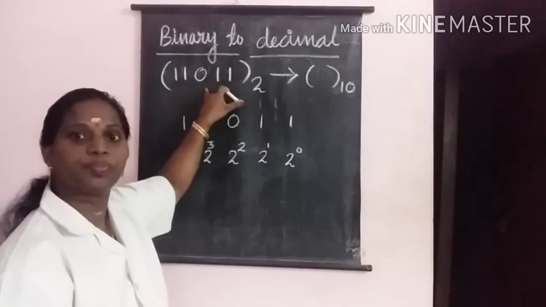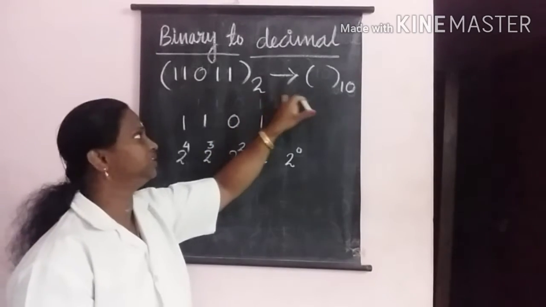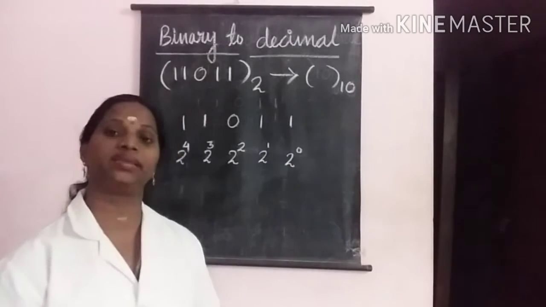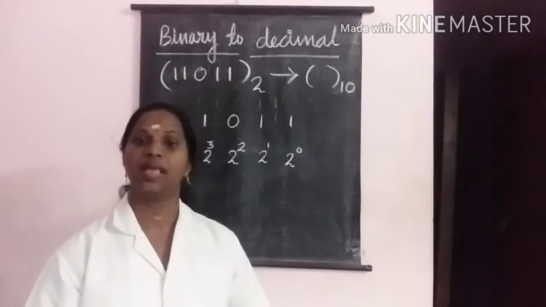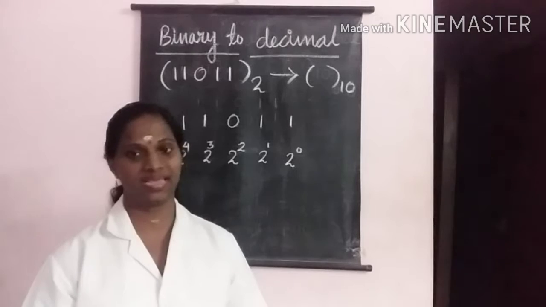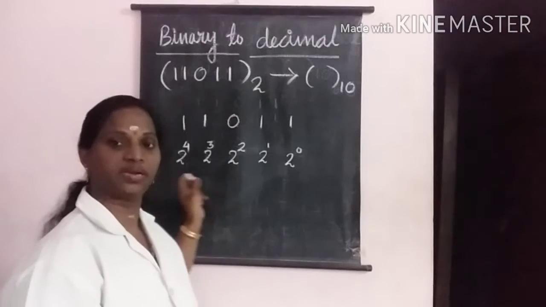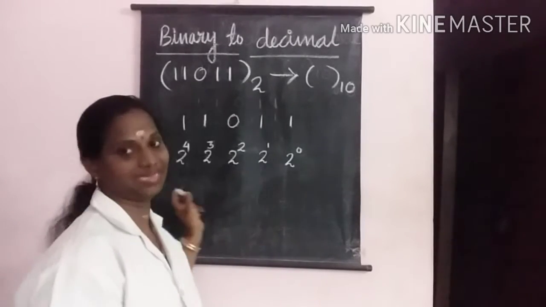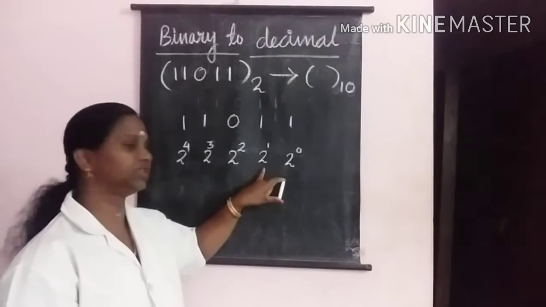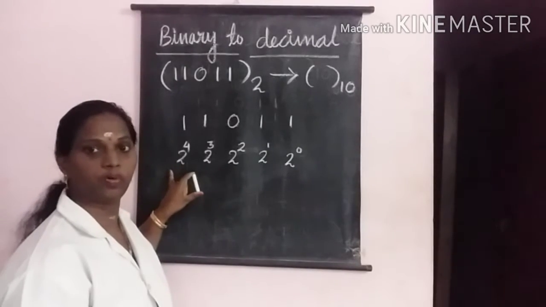See, 11011. Okay, 11011 base 2. Base 2 means binary. Need to convert into base 10. Okay, see children, to convert a binary number into a decimal number, multiply each digit with the powers of 2. Clear? So you can start to write from the leftmost bit to the rightmost. Okay, from left to right. So here, this one you can multiply by 2 raised to 0, then 2 raised to 1, 2 raised to 2, 2 raised to 3 and 2 raised to 4.